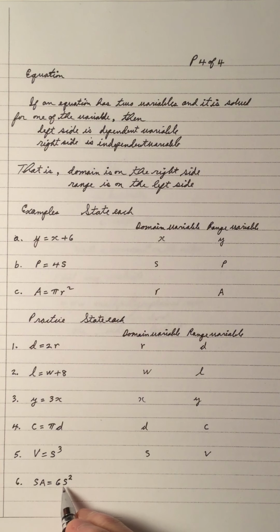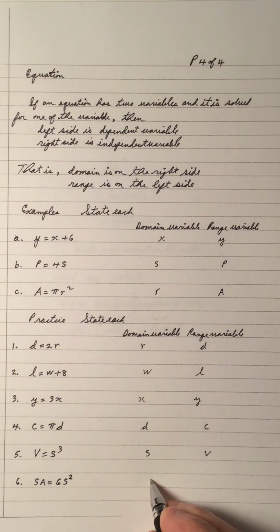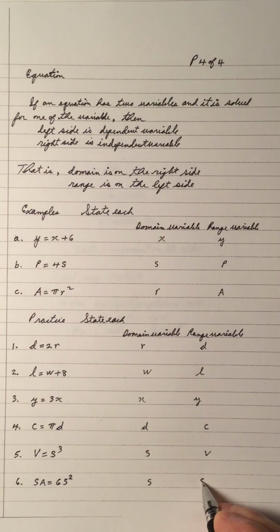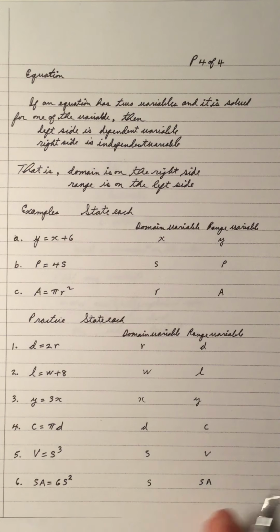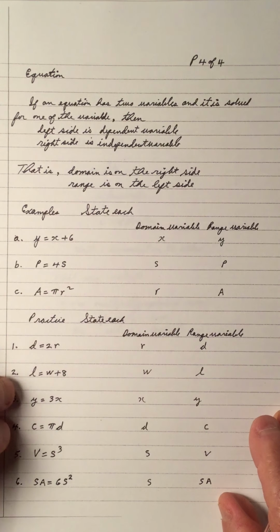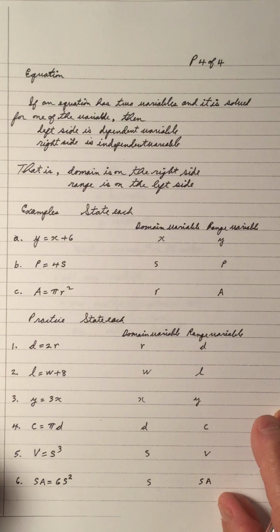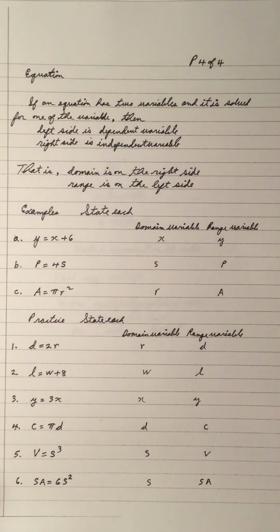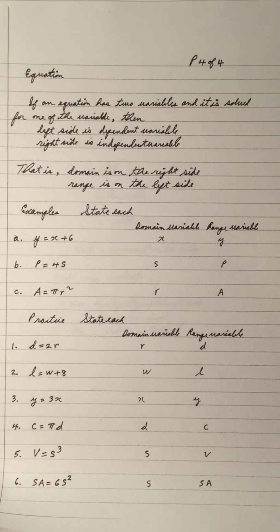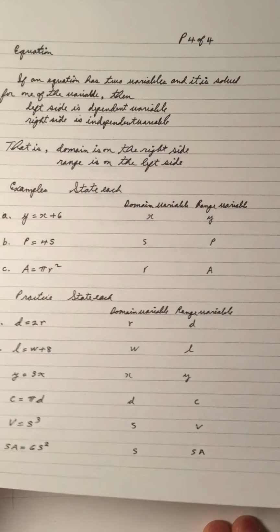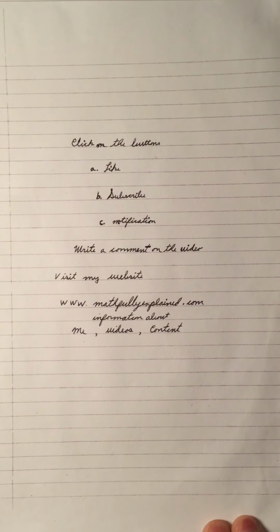Surface area of a cube: s is your domain, and surface area is your range. So your surface area depends on what the length of the side of a cube is. And there are 6 sides in a cube, and they're all the same because every side of a cube is a square. Again, three different ways to look at domain and range, which is going to be used again when we talk about the idea of a function.